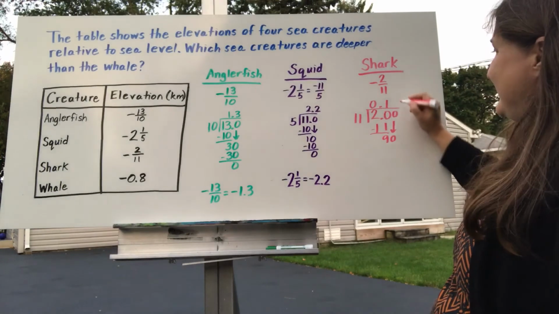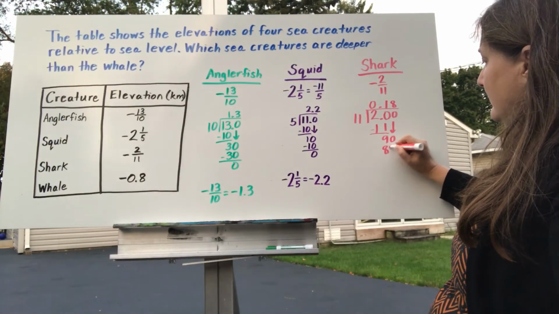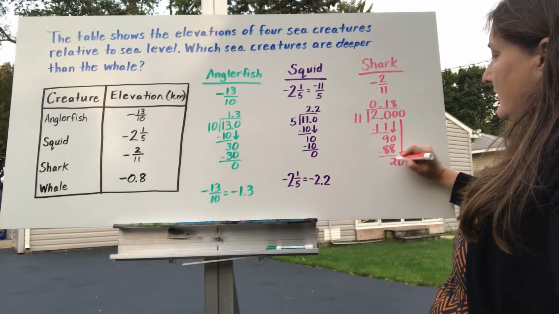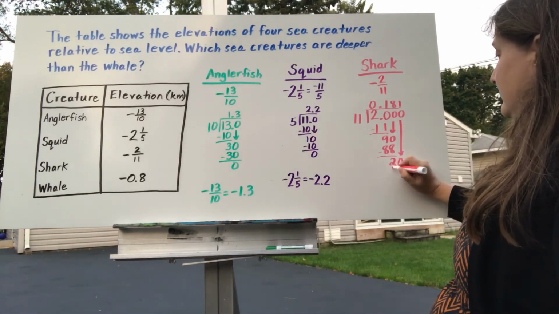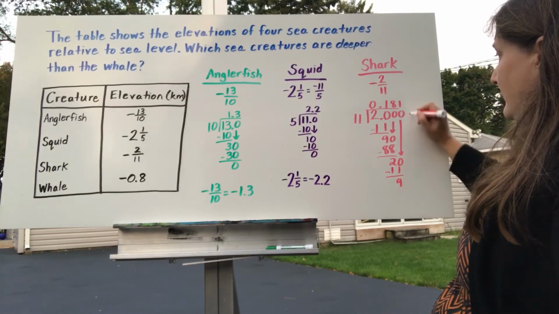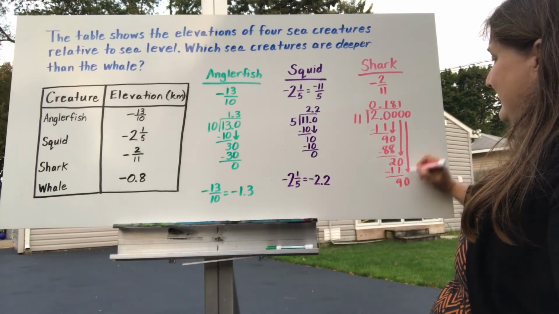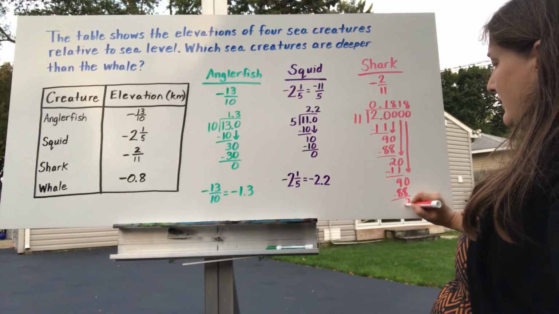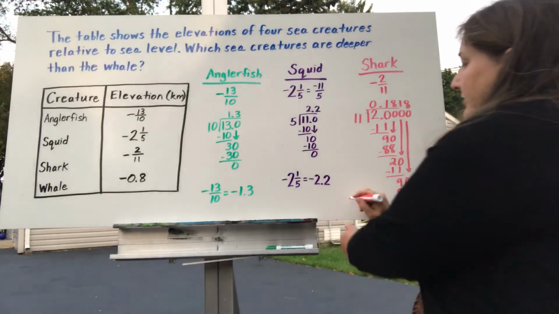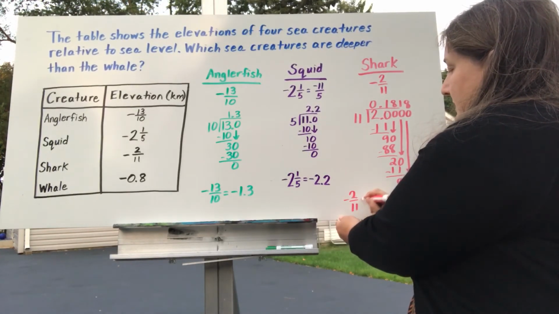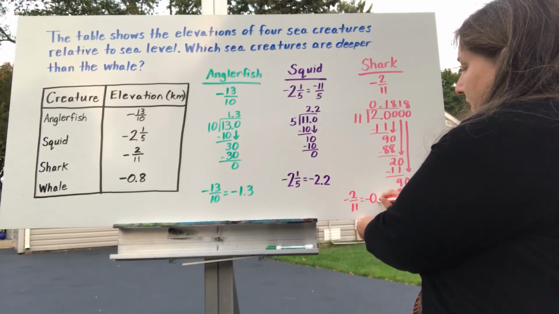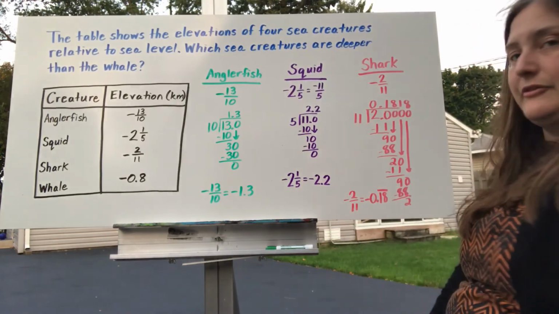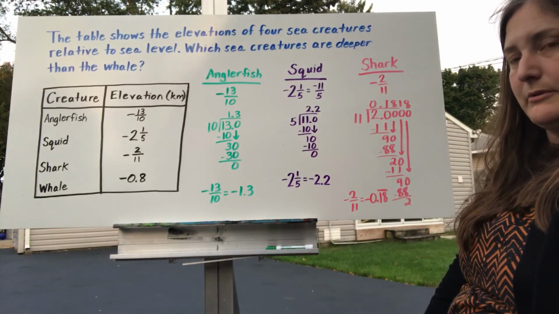11 goes into 90 8 times, remainder 2, I'll bring down a 0. 11 goes into 20 once, 9 leftovers. 11 goes into 90 8 times, and I'm starting to notice there's a pattern here. So negative 2 elevenths is actually going to be equal to negative 0.18 repeating. I'll put the bar notation there to signify that the 181818 continues to repeat.